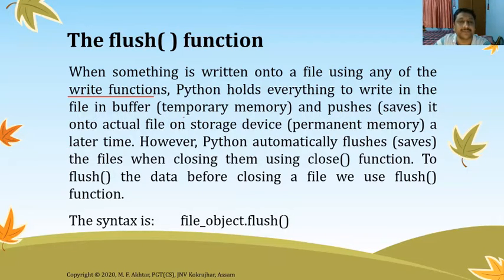Actually, what happens when we write programs to save some data in a permanent file? During execution of the program, before completing the program, all the data which we want to write in the file is stored in temporary memory, that is RAM memory. It is also called buffer. This buffer holds the data. It is temporary memory.